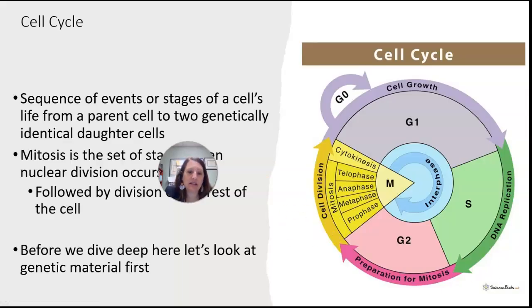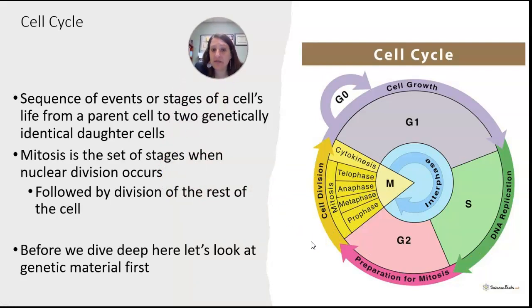Okay, so let's look at the cell cycle. Okay, you're going to see this figure a lot throughout this whole chapter. And so it's good to get an idea of what this is. We're going to dive deep into the cell cycle in the next part of the chapter, but for now I just want to show it to you. So what is it? It's a sequence of stages or events in a cell's life where we go from one parent cell to 2 genetically identical daughter cells. So in a nutshell, that's what cell division is, right? We go from one parent to 2 daughter cells, and those 2 daughter cells are going to be genetically identical to each other and also genetically identical to the parent. Okay, so that's mitosis, cell cycle.